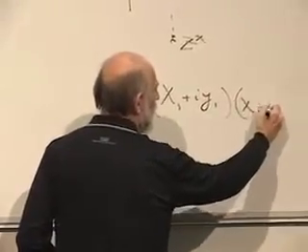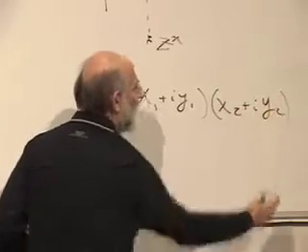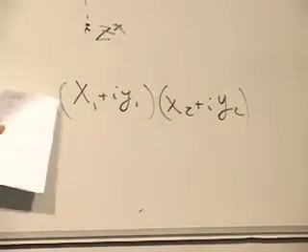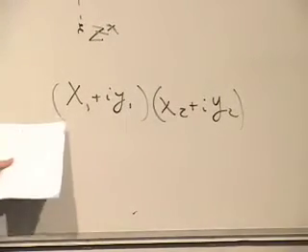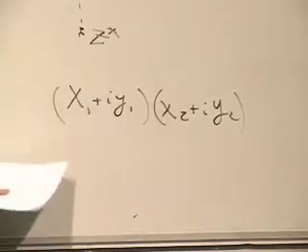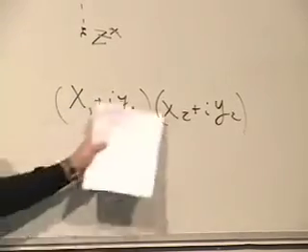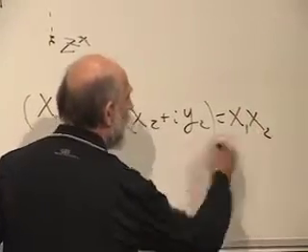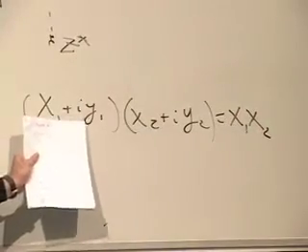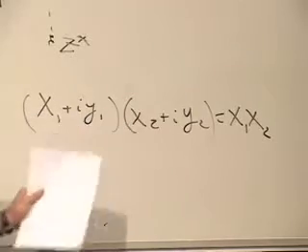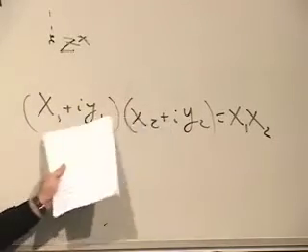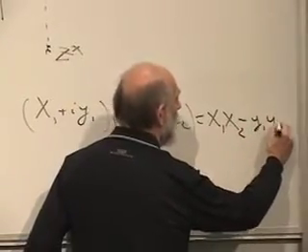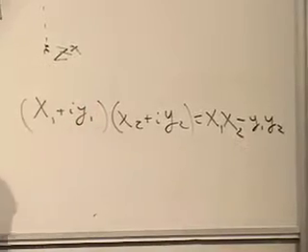z2 is x2 plus iy2. We multiply these together just to do it once. x and y are both real. x1 times x2 is x1 x2. That's real. We have also another term in the real part that's y1 times y2, but it has a minus sign because i times i is minus 1. So that's minus y1 y2.